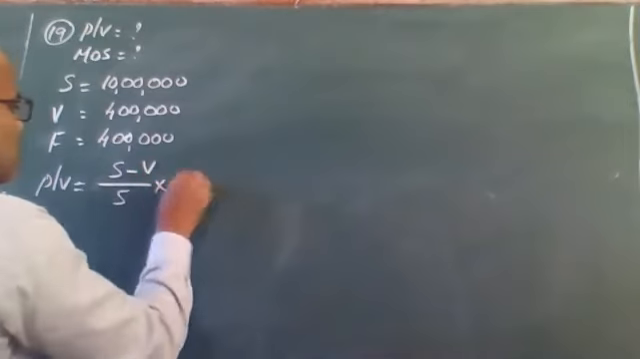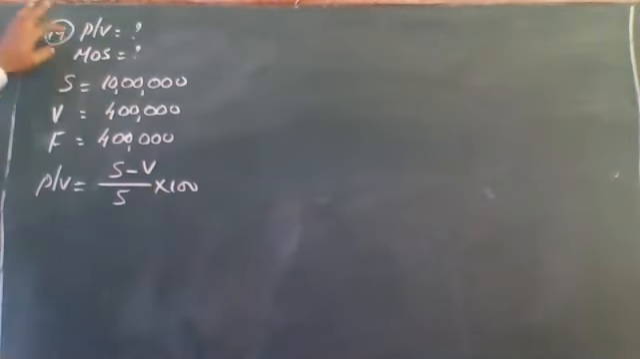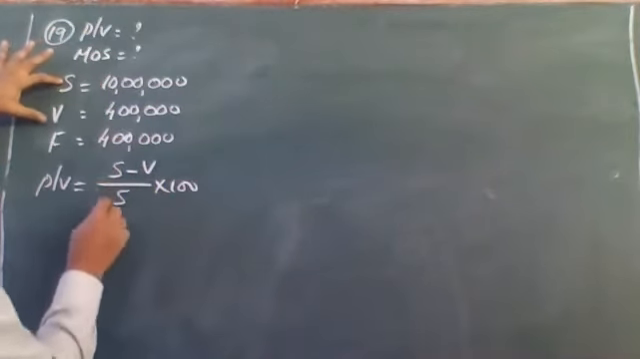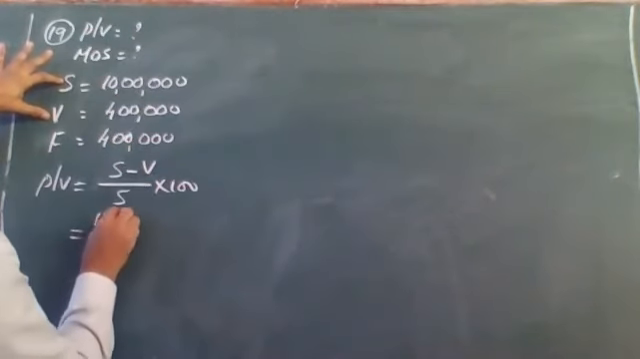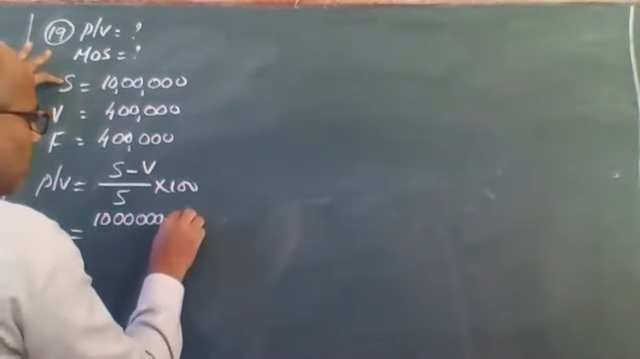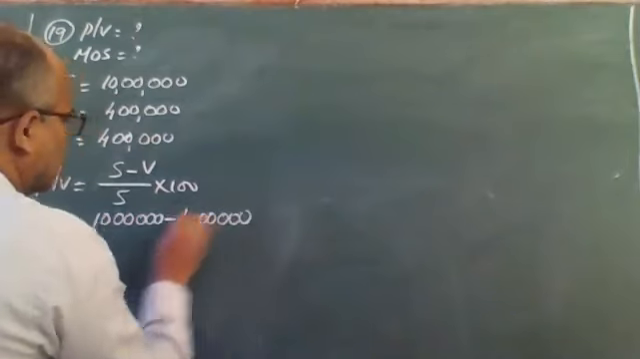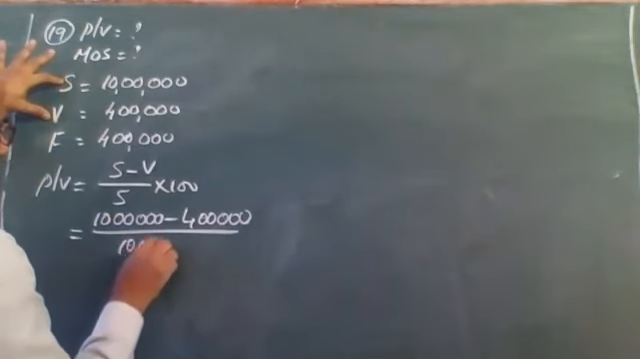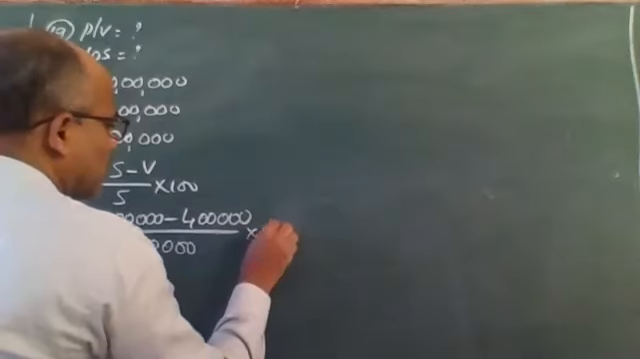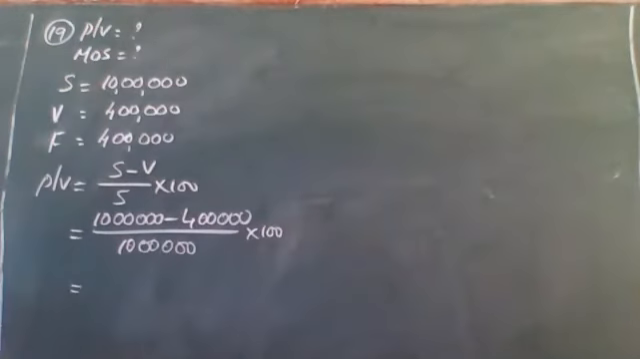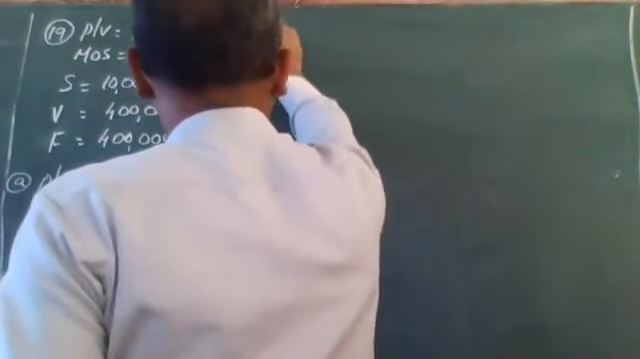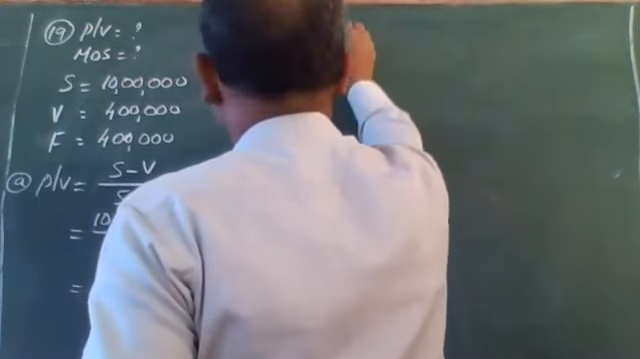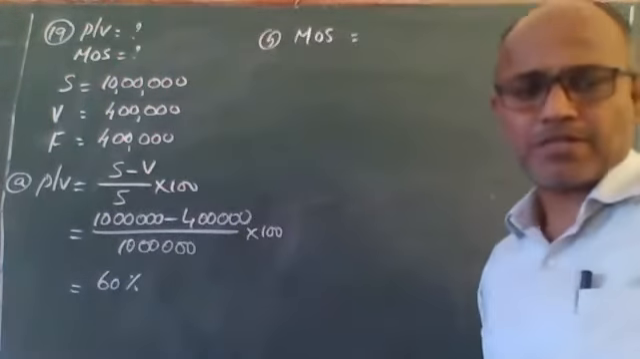Contribution is how much? Sales minus variable cost. So sales is how much? It's 10 lakhs minus 4 lakhs, by sales 10 lakhs, into 100 gives me how much? 6 lakhs by 10 lakhs into 100 is 60%. That's my first question. The second part of the question says MOS. It is asking margin of safety. So he didn't tell me percentage or rupees.